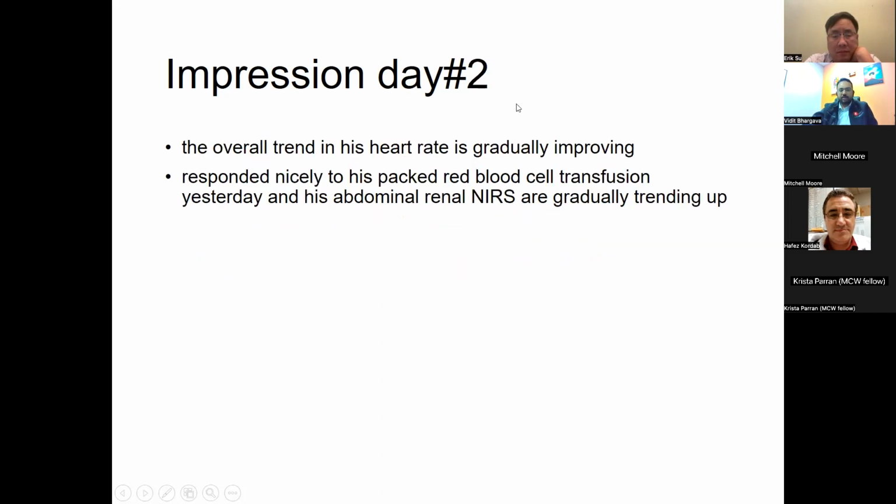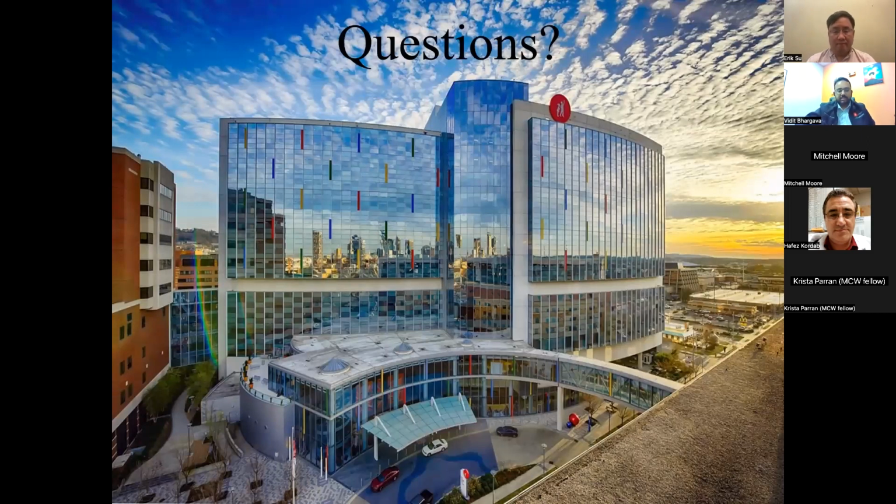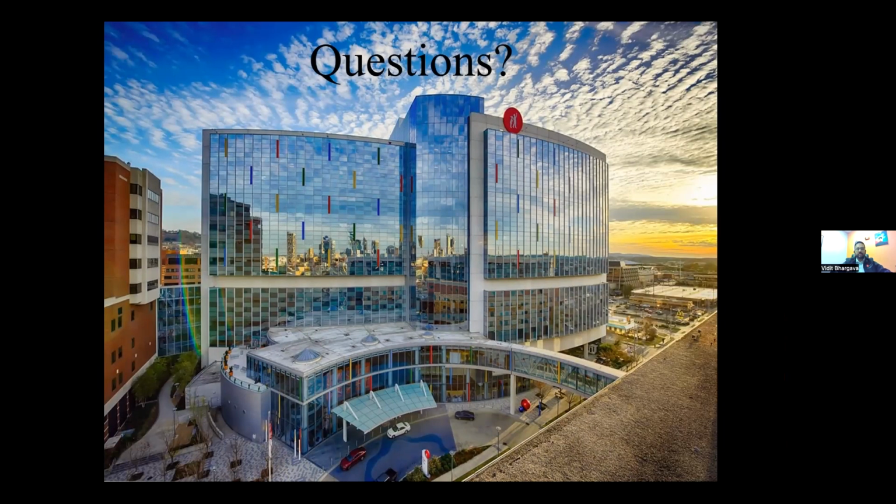And then this is from day 2. The images are from day 1, and after day 2, the overall trend in his heart rate has gradually improved, and it seems like he's responded well to getting some blood. So overall, that's just one way that you can use VTI along with all of your other imaging and data points to try and put together who is a patient who may be volume responsive and use it to your advantage.